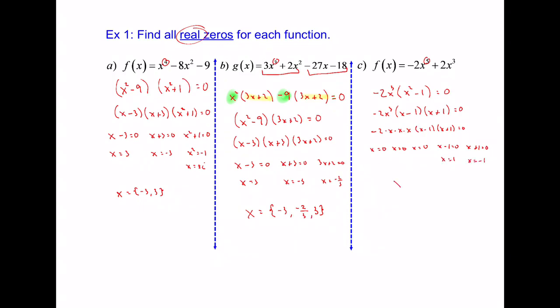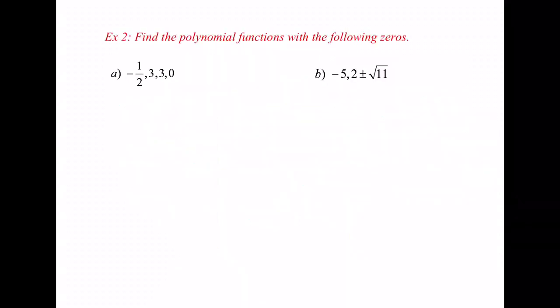Now when you go to write your solution, you don't write 0 3 times. You just write it once. You say negative 1, 0, and 1. But there are a total of 5 zeros there, or 5 factors as well.